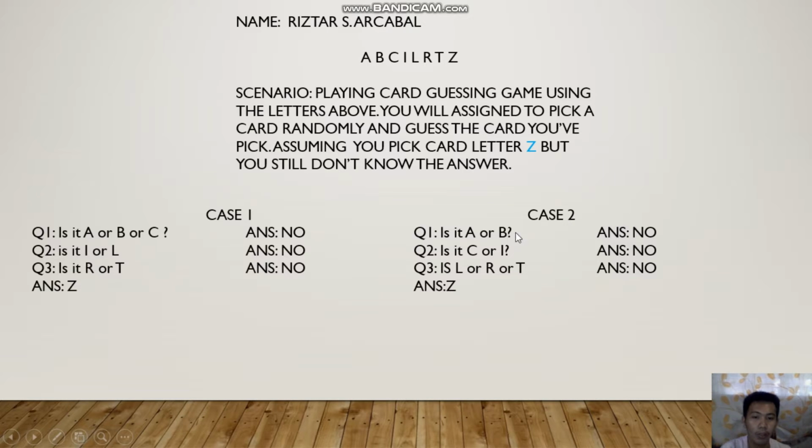In case number 2, we will ask, is it A or B? My answer is no. Is it C or I? My answer is no. And you will ask, is it L or R or T? My answer is no. So you already asked the 7 letters, and you will already know that the card you've drawn is the letter Z.